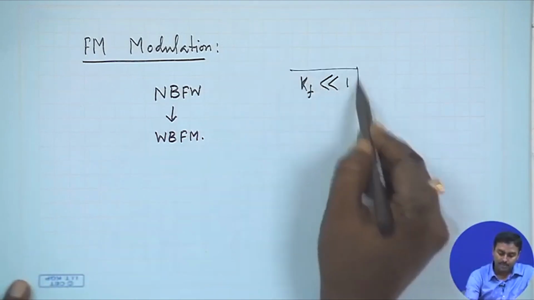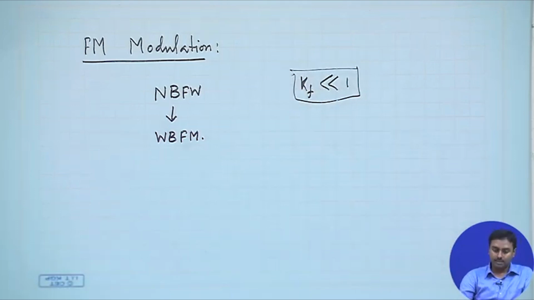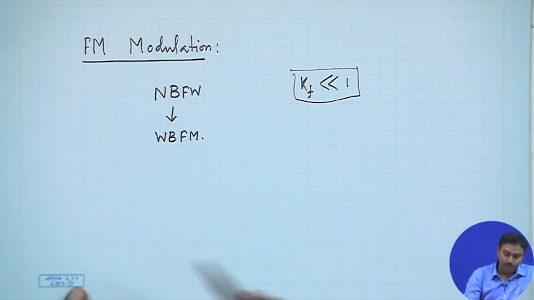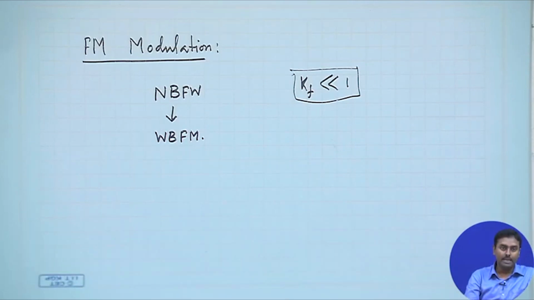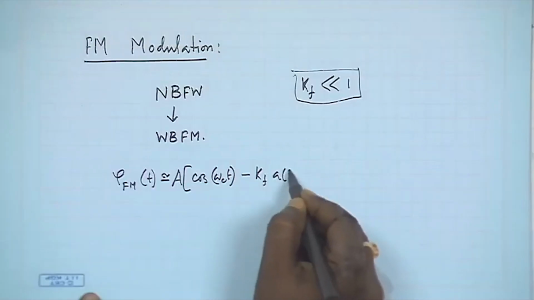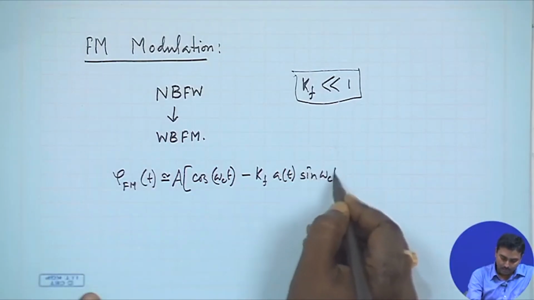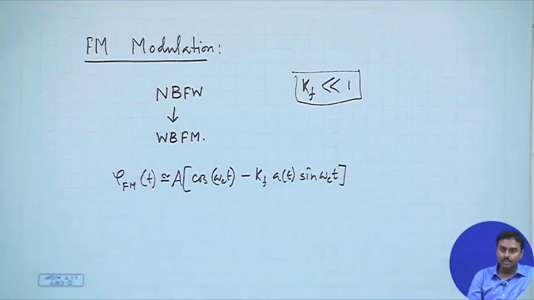Whenever this happens for our FM modulation, the corresponding FM is termed narrowband FM. With the Taylor series expansion of that FM modulated signal, we have seen that for narrowband FM, when this KF into a(t) is much smaller than 1, we can represent it approximately as cos omega c t minus kf a(t) sin omega c t, where omega c is the carrier frequency.